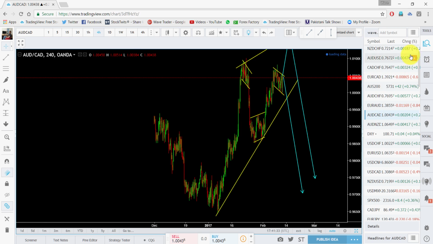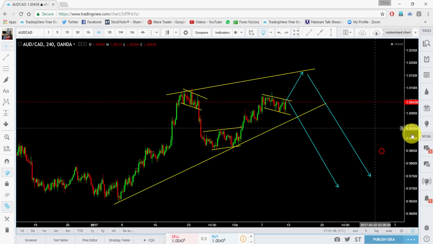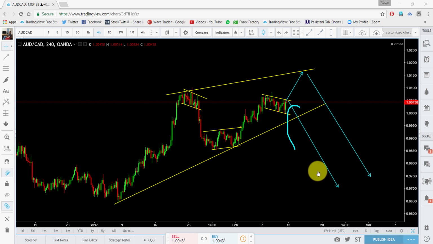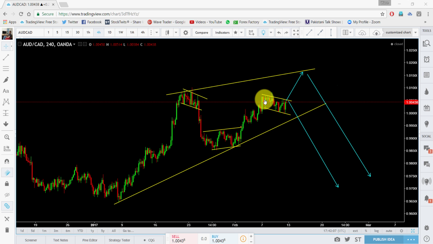All right, Aussie Cat, this is what I'm looking for on this pair. I'm still looking for this move. We can see it is forming a continuation pattern, so both possibilities are there. It can break up and form a new high and then fall. If that happens, we will look for sell. We are not interested to buy more, we are more interested to look for sell. It can also break down from the current price, quite similar to this.